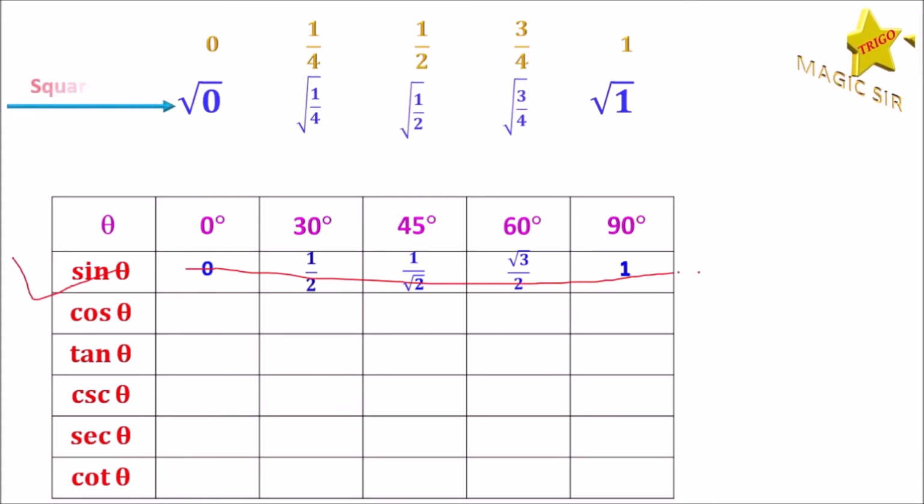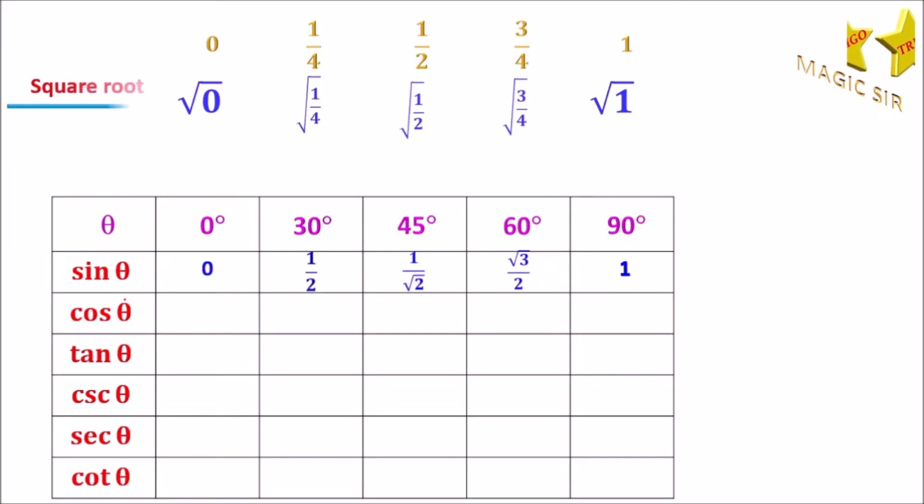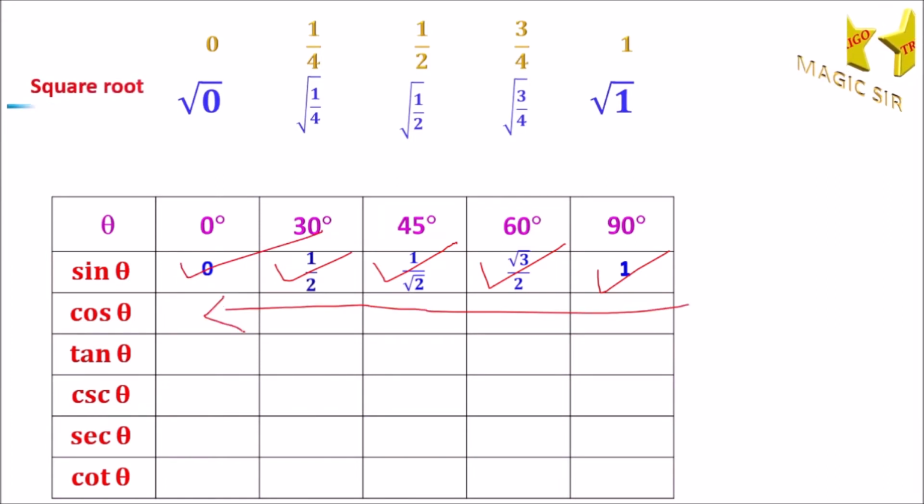Now write down these 5 values of sin theta in the reverse order for cos theta. We know that the reverse order of 0, 1 upon 2, 1 upon root 2, root 3 by 2 and 1 is 1, root 3 by 2, 1 upon root 2, 1 upon 2 and 0 respectively.